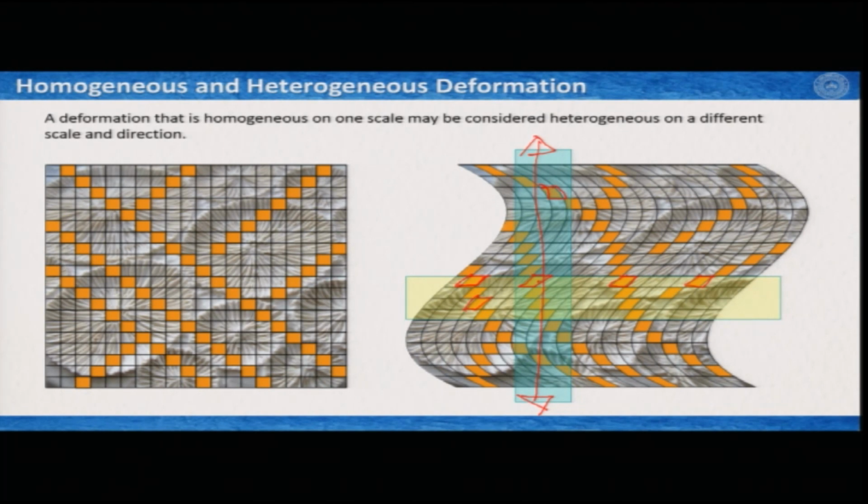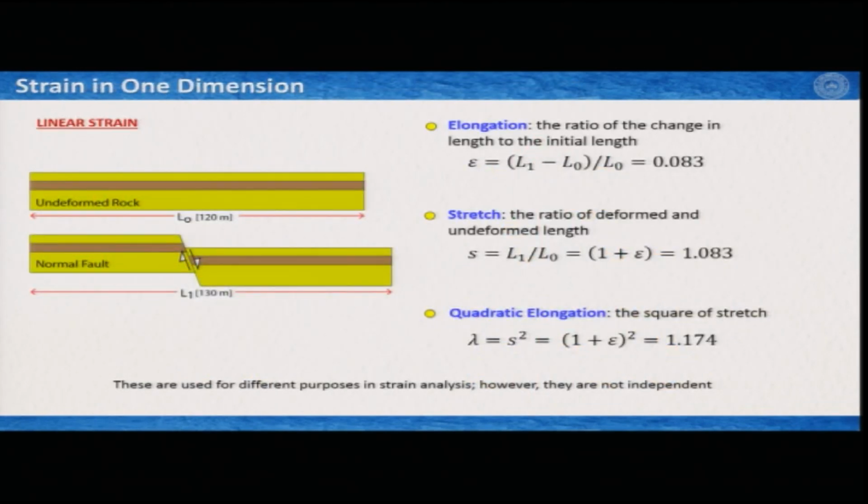So it doesn't matter how heterogeneous your deformation is, it is always possible to discretize it into small areas and understand that in terms of homogeneous deformation. That makes life easier for analyzing the deformation and also for mathematical descriptions. So strain in one dimension, as it is one of our topics, we will first understand in terms of one dimension, then we will go to 2 dimensions, and then in the next lecture we will learn in 3 dimensions.